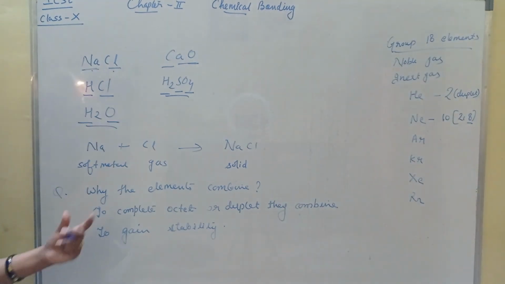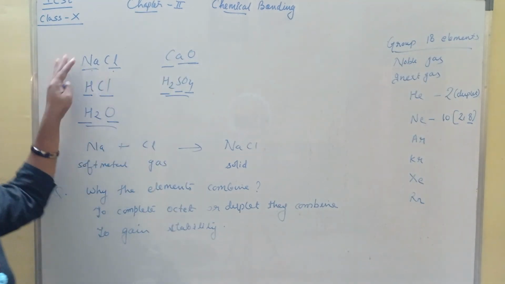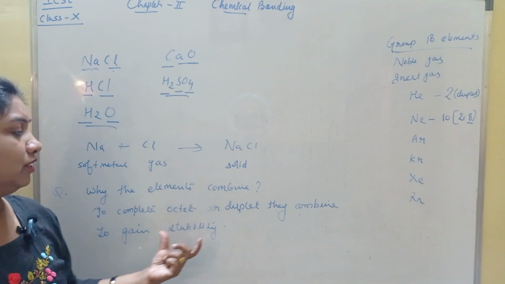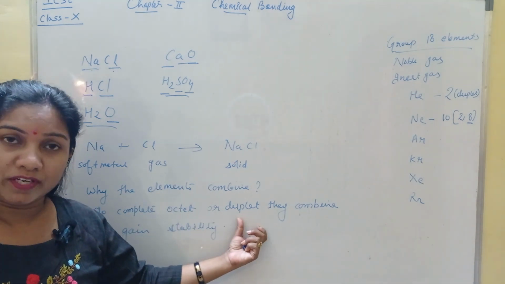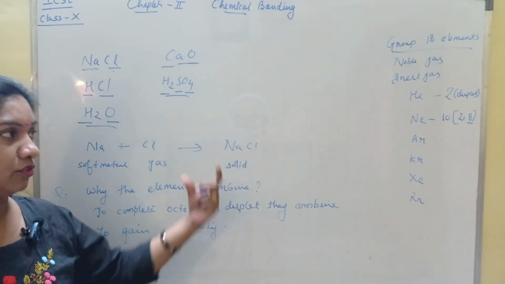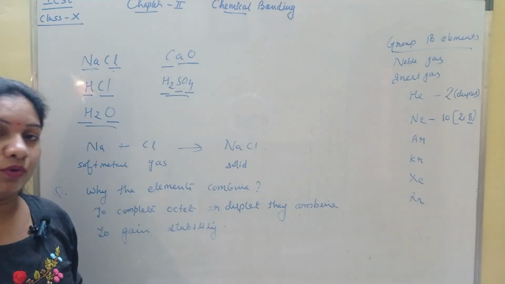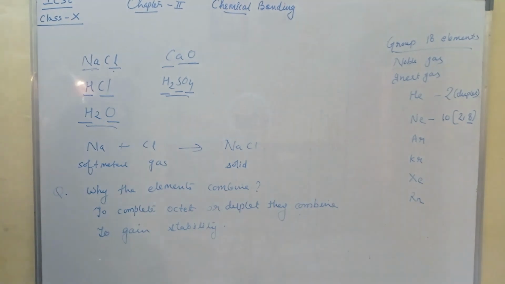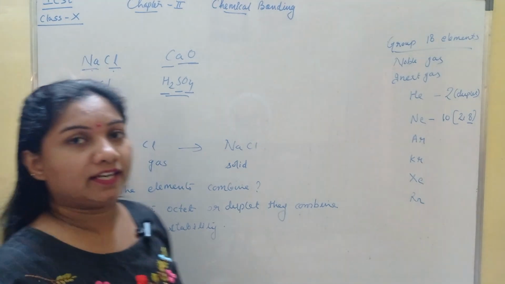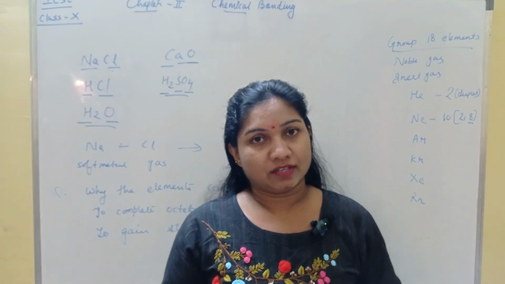Why are the elements combining? They are combining to attain the duplet or octet configuration to become the same as the noble gas. They want to achieve stability, or they want to become inert, right? सबको स्टेबल होना है, तो स्टेबल होने के लिए ही ये केमिकल कॉम्बिनेशन होता है.